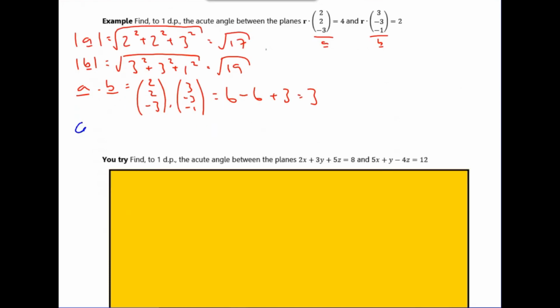So I stick all this into the formula. cos theta equals A dot B, which is 3, over modulus of A times modulus of B. I didn't need to put those modulus signs on because it is positive anyway.